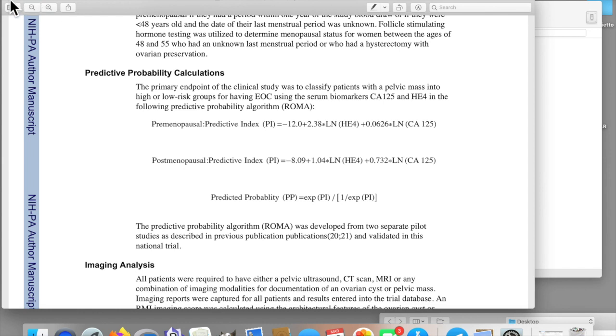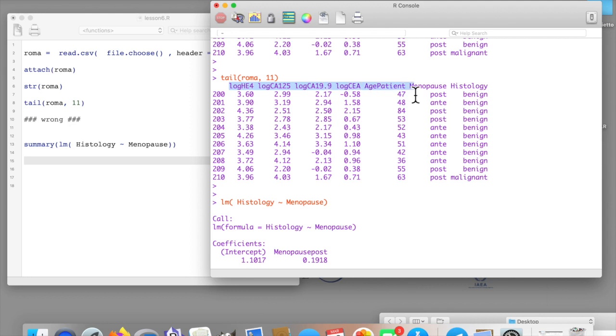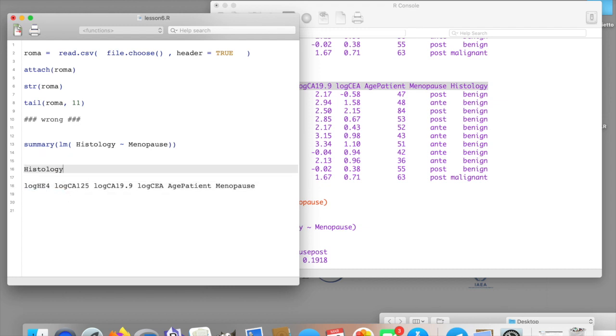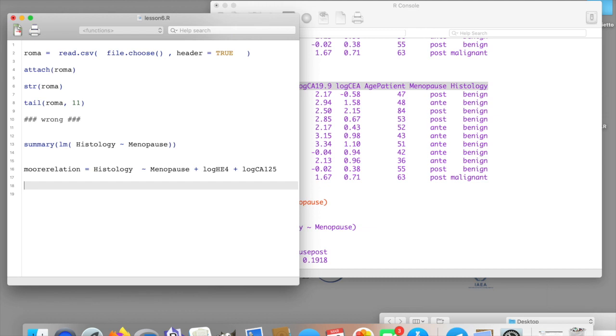Okay, so let's move back to R. I copy simply all the variables and rearrange them. So this is the response, and we want to model according to the menopause plus the logarithm of the human epididymis 4 and plus this cancer antigen 12.5. This is the relation provided by Moore. In the book I call it Moore relation. This is the idea provided by the author.